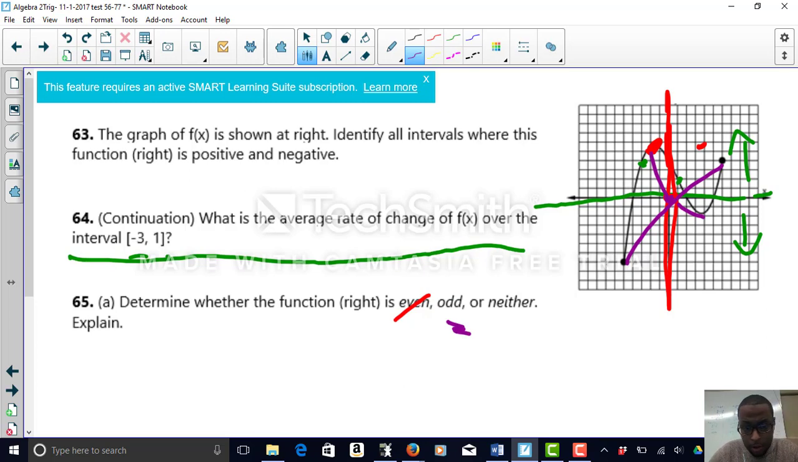So again, 63 we talked about, positive or negative. 64, average rate of change, find the 2 points. Determine whether the function is even or odd. Even, again, is the y. Odd is the origin, and neither is neither.